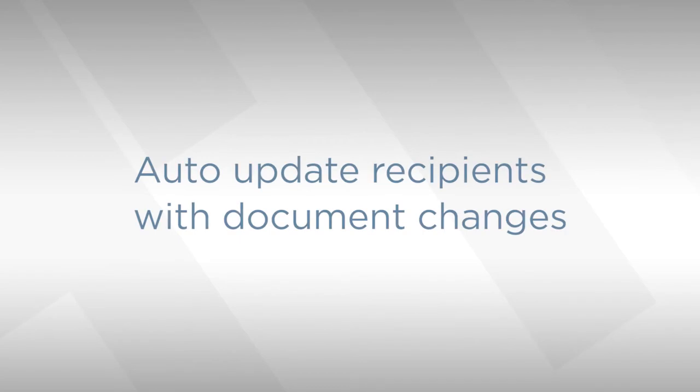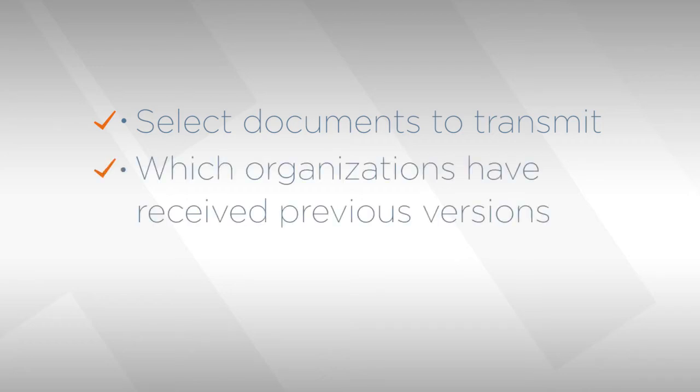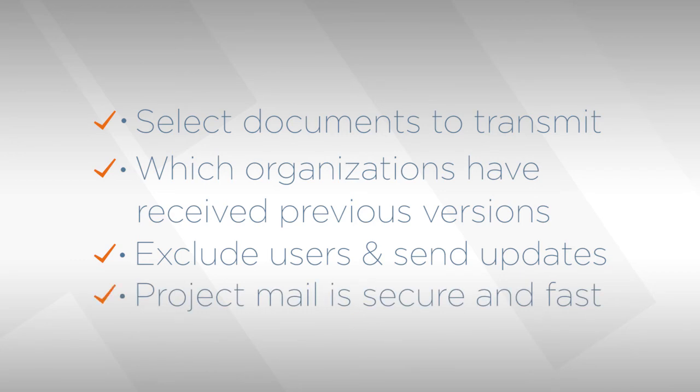I hope you're now confident with creating an automatic update transmittal. You know how to select the documents that you want to transmit. You can view which organizations have been sent previous revisions of the documents and which revisions they've been sent. You can exclude individuals or organizations from the automatic update transmittal. And you can send the updated versions to all selected parties. Remember always, all project mail sent and received on Aconex has secure and fast delivery.